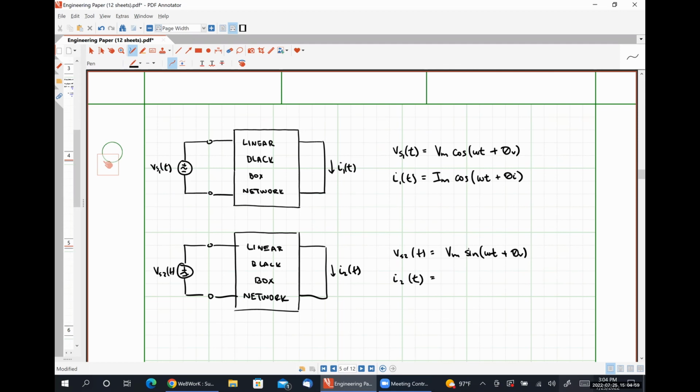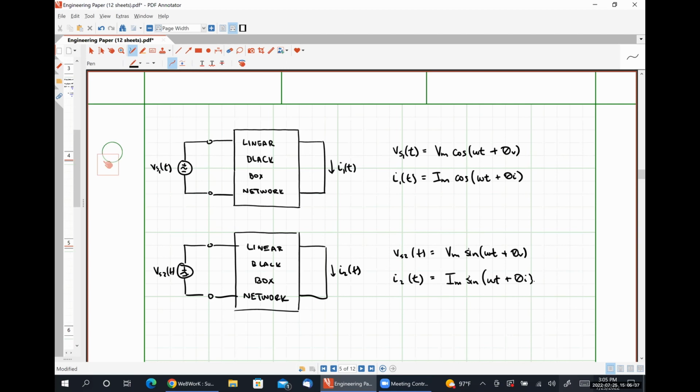What would we expect I2 of t to look like? So when we put a cosine function in, we got a cosine function out. So I believe that it's reasonably easy to accept that if we put a sine function in, we'll get a sine function out. Probably even more easy to accept if you recognize that sine functions and cosine functions are literally the same thing, except they're just shifted by 90 degrees away from each other. Okay.